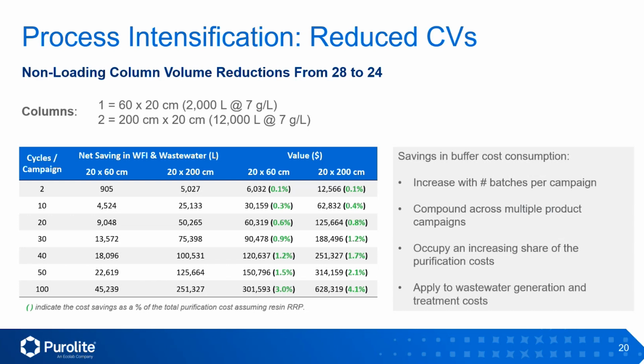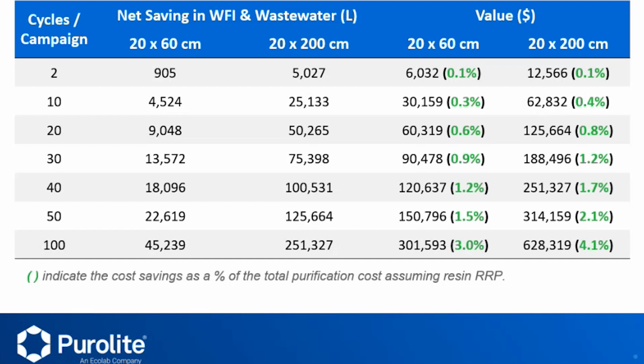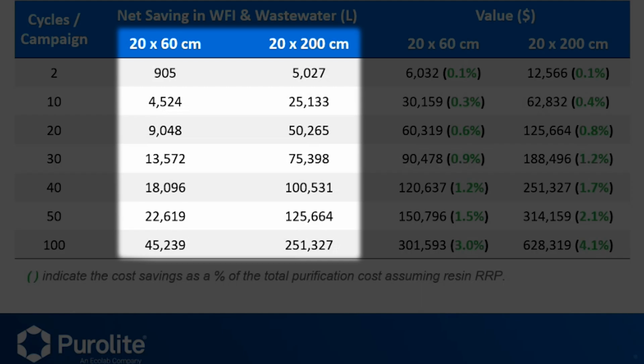So you can expect to see savings in WFI and WFI consumption and wastewater generation, and the economic benefits of those as well. If we look at two different columns, a 60 by 20 centimeter column and a 200 by 20 centimeter column, at a 7 gram per liter titer, you can see that as the number of cycles per campaign increases for both of these resins, so that would be in columns 2 and 3, the volume of WFI and volume of wastewater being generated starts to increase as well.